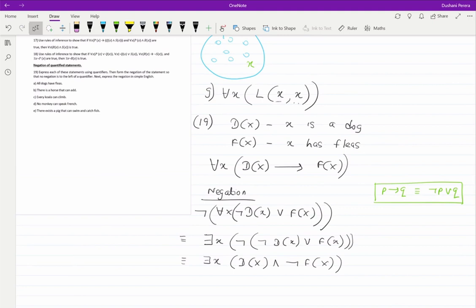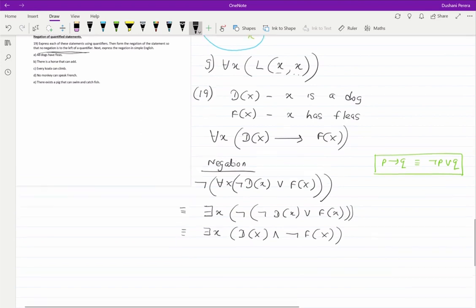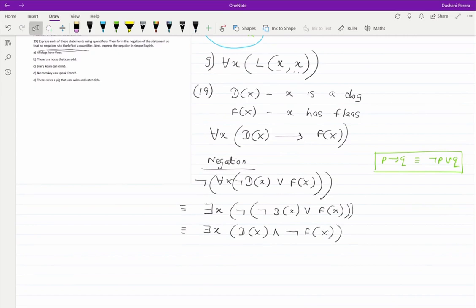So you will see that this is satisfied now. No negation is left. No negation is to the left of a quantifier. Earlier, when we took the negation here, we had a negation towards the left of this particular quantifier. But now we have taken the negation inside the bracket, so there are no negations towards the left of a quantifier. Alright, now we have to write this in simple English. That's what's expected from the question.